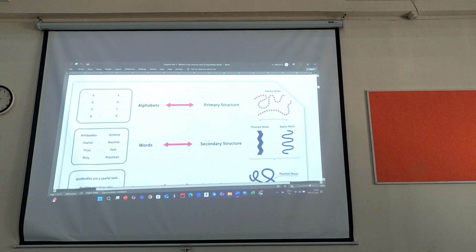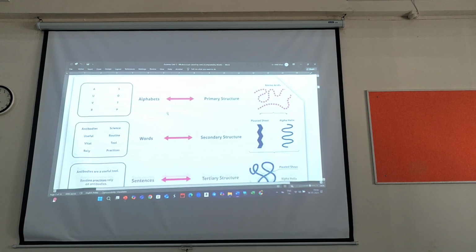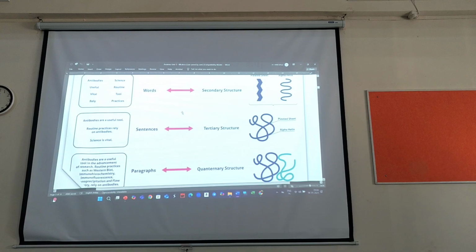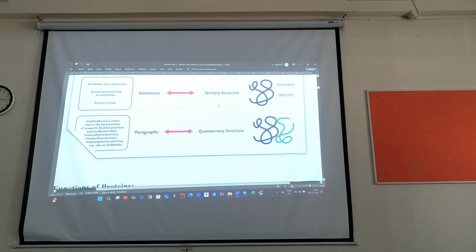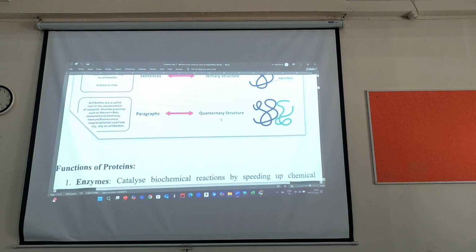So it's just a simple concept like this, that one alphabet comes together or binds together with the bond. Okay, this is the primary structure, and with the alphabets, a word is created. Okay, a word forms with the different alphabets. It's just like the secondary structure. Then with the words, sentences form. Okay, so it's just like a tertiary structure, and with so many sentences, a paragraph is formed. Okay, so this is the quaternary structure. This is the simple and easy way to understand the structure.